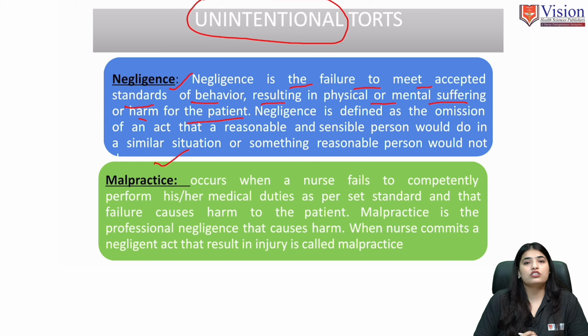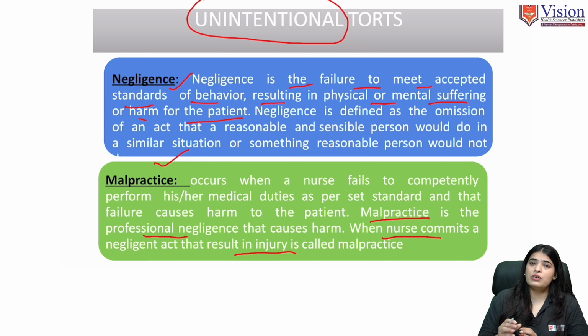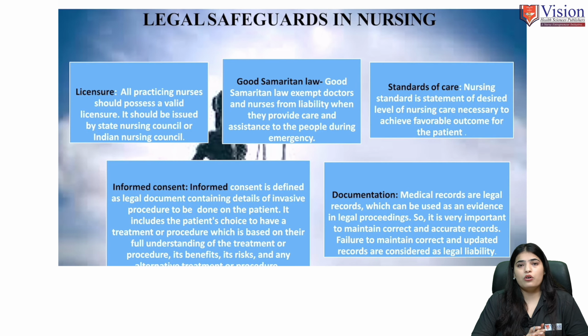And the next unintentional tort is malpractice. As the name suggests, you are performing something but you are not delivering the standard of that particular procedure. That is malpractice. Malpractice is personal negligence that causes harm. When nurses commit a negligent act and it results in injury, it is called malpractice, where you are practicing whatever you have to practice but the standard of that practice is not appropriate. That is malpractice, and it is an unintentional tort. So these were some of the torts or legal laws in nursing.